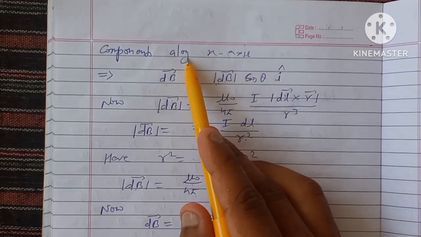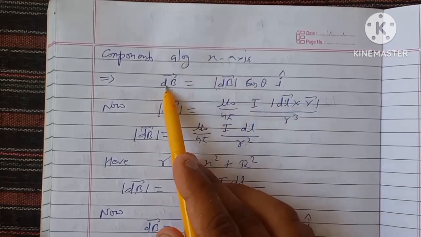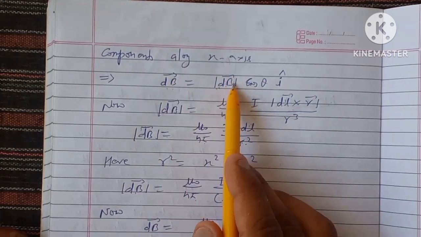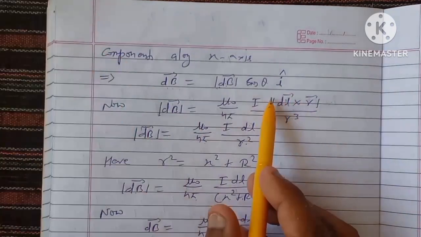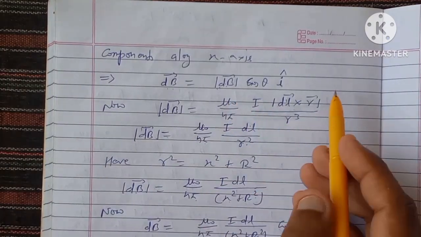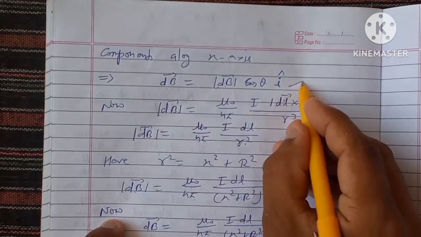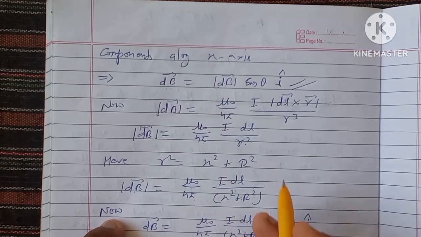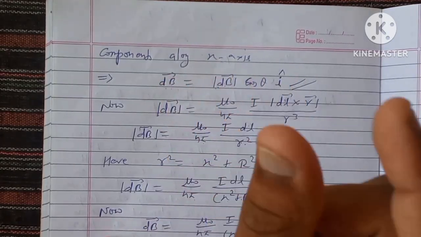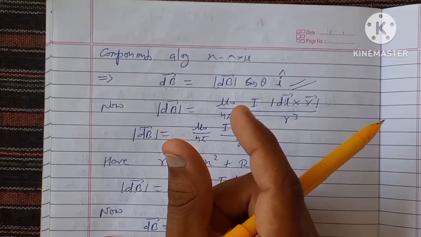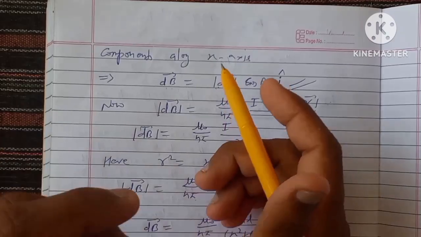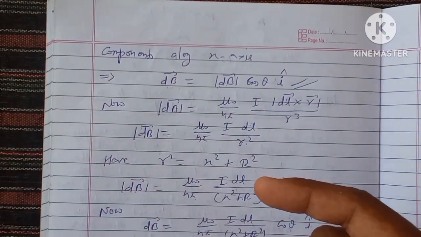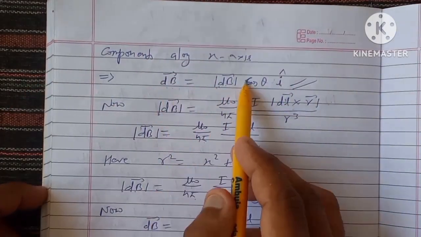On the next page I have written it here. So I have only the component along the x-axis, that is dB vector is equal to dB vector magnitude cos theta i cap. Now if I want to calculate the magnetic field due to the whole wire, then I have to integrate this equation. This is the magnetic field due to a small current element, which I have calculated from the Biot-Savart law. But I want the expression for the magnetic field due to the whole circular wire, so I have to integrate this equation.